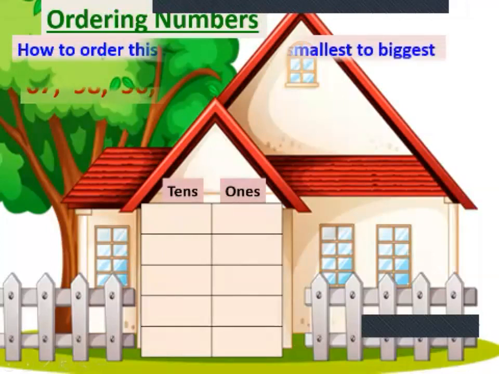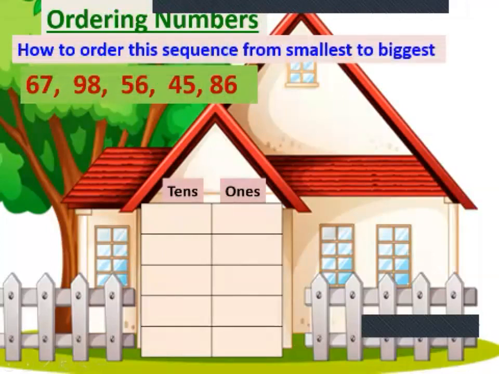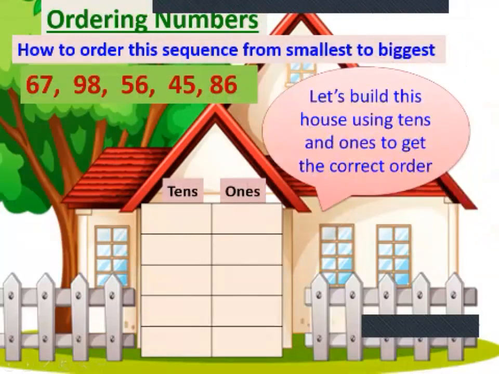Now, children, we are doing ordering numbers. How to order this sequence from smallest to biggest? From the small number to big number. Already we have learned the forward numbers from 0 to 100. So you are arranging these numbers from small to big. Let's build this house using tens and ones to get the correct order. I'll give you a few numbers here. 67, 98, 56, 45, 86.